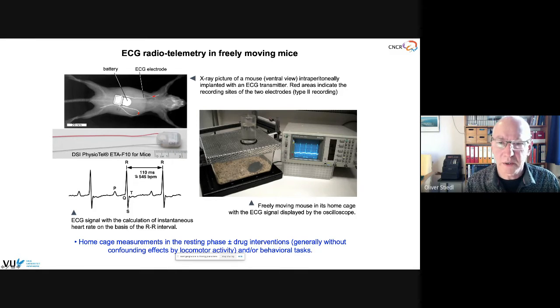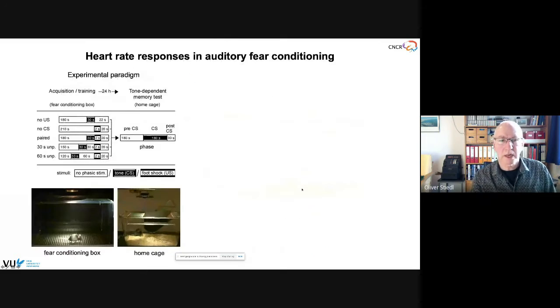The good part is we have done many of the studies, particularly in the light phase, because then we know physical activity does not contribute to the heart rate changes that we are measuring. Yeah? And this is something that I will give you some idea about.